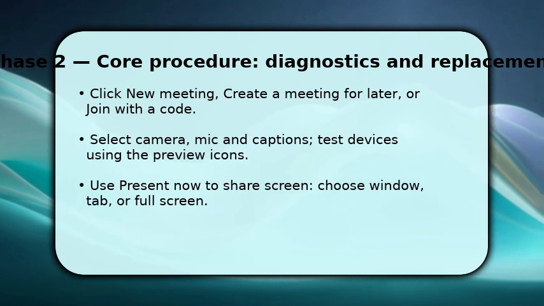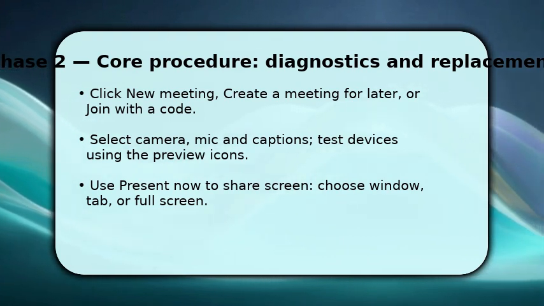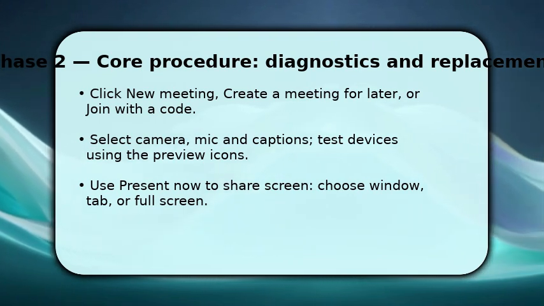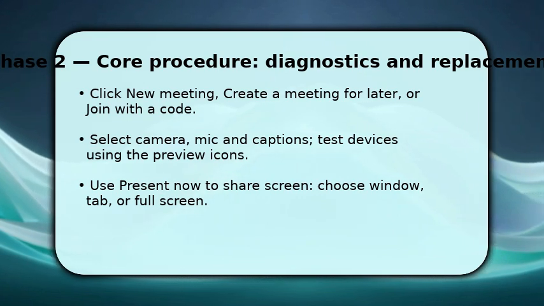When you need to show content, click Present Now and choose a window, tab, or full screen. Choose a Chrome tab for audio sharing. Also check participant permissions in the People panel.